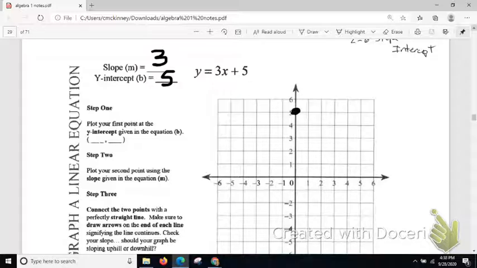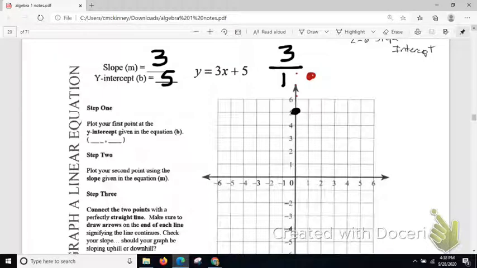On the y-axis. Now, when the slope is a whole number, the over part is always a 1. So that means I want to go up 3 and over 1. However, up 3 would go off the top of my graph. 1, 2, 3, over 1. It would be about here, but it's kind of hard to tell because it would be off the top of my graph.